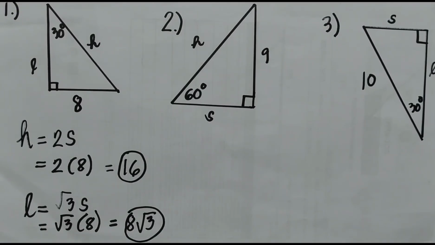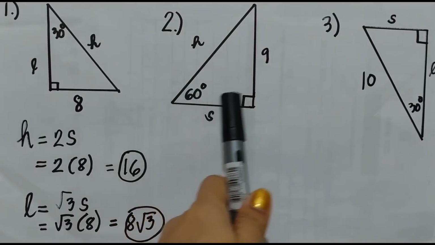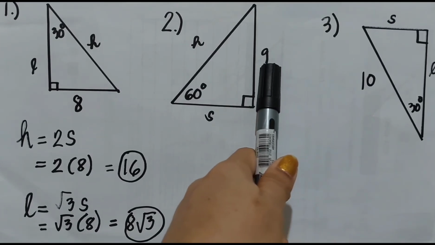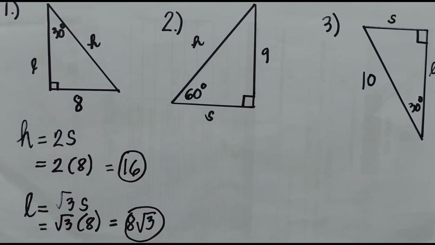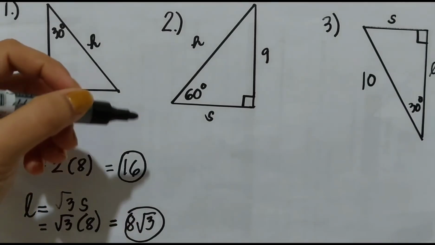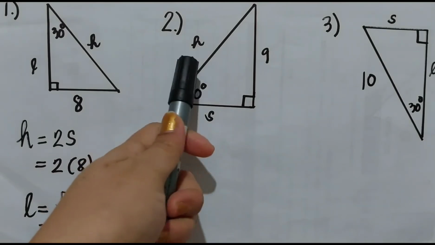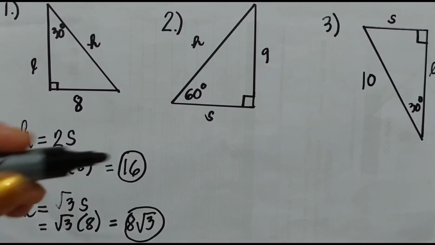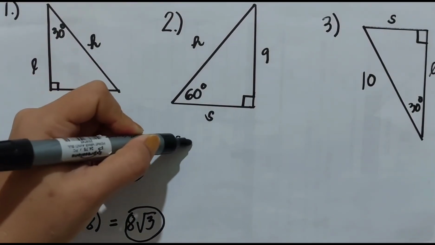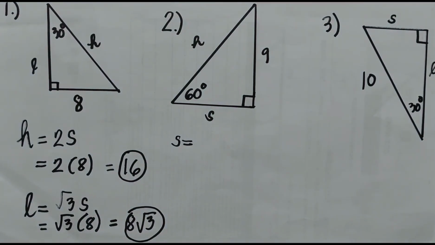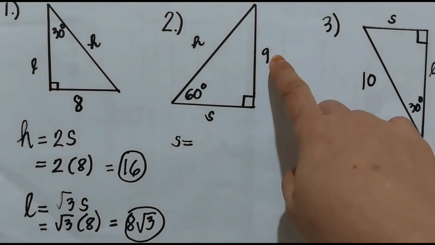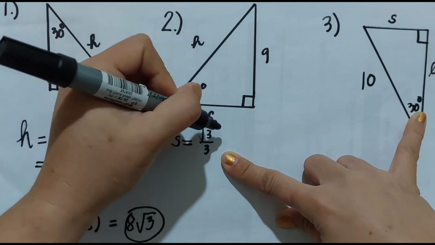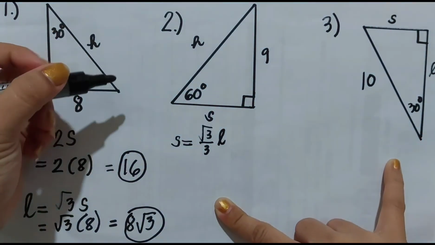For number 2, the given measure is the side opposite your 60 degrees. Therefore, this is the longer leg. We are going to find the hypotenuse and the shorter leg. We cannot solve for the hypotenuse unless we have the length of the shorter leg, so let us solve first for the shorter leg. Since the given is the longer leg, we use square root of 3 over 3 times the longer leg.